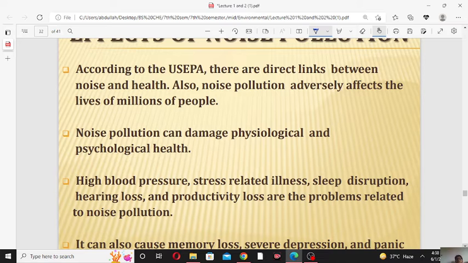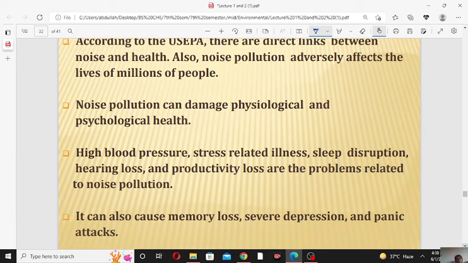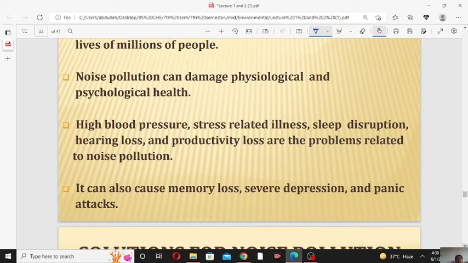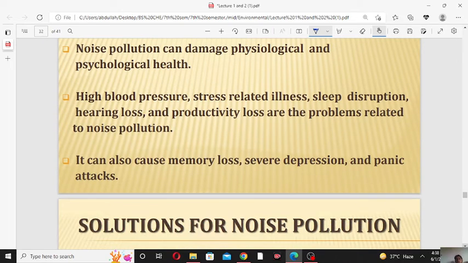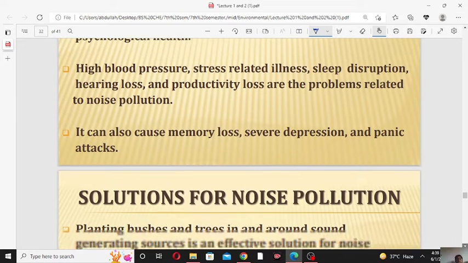Noise pollution can damage physiological and psychological health. So noise pollution can damage us physically, or it can damage our mental health. It can damage our brain, spinal cord and nerves. High blood pressure, stress related illness, sleep disruption, hearing loss, and productivity loss are problems related to noise pollution. It can also cause memory loss, severe depression and panic attacks.